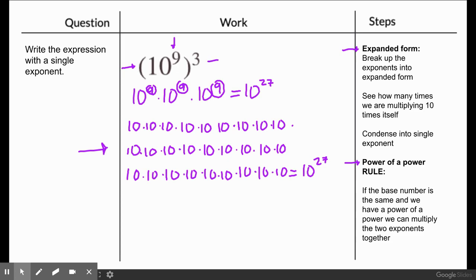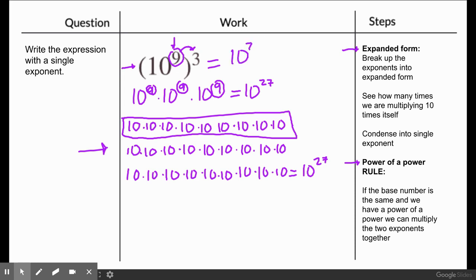But even easier here, if we know the power of a power rule, we know we can take 10 to the power of 9 and multiply it by 3, because I'm going to have 3 sets of 10 to the power of 9. And so really what I'm doing here is taking how many 10s there's going to be and multiplying it by 3. So 9 times 3 is 27, which gets us our answer of 10 to the power of 27.